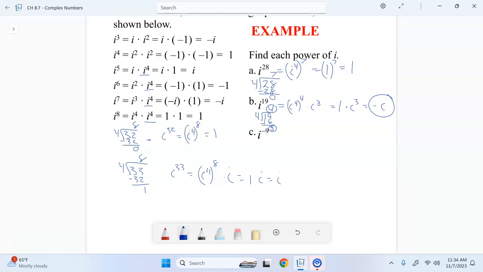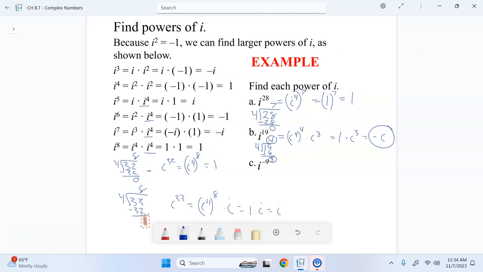I could do 34. How many left over? 2. So then it would just be i squared. I could do 35. How many would I have left over? 3. So then I'd have i to the 3rd. What we're really looking at is how many do we have left over? That's going to tell me whether it's i or i squared or i to the 3rd or i to the 4th. If there's nothing left over, it went in evenly as i to the 4th. Otherwise, it's 1, 2, or 3.